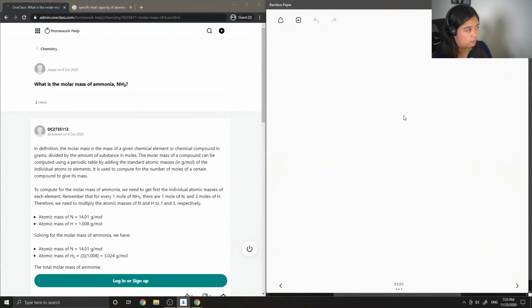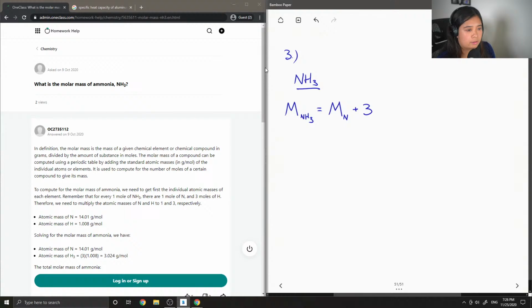On to question 3. What is the molar mass of ammonia, which is NH3? So to answer this question, we need both the atomic masses of nitrogen and hydrogen. These are values that you would just find on your periodic table. So I'm going to show we need the molar mass of nitrogen plus 3 times the molar mass of hydrogen, since there are 3 atoms of hydrogen in the ammonia molecule.